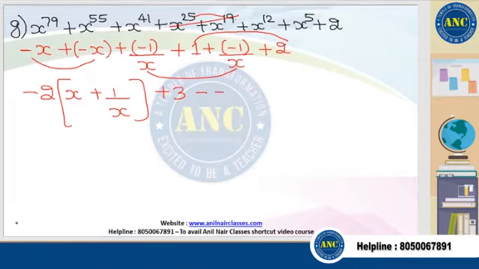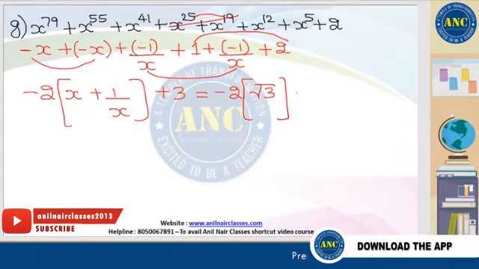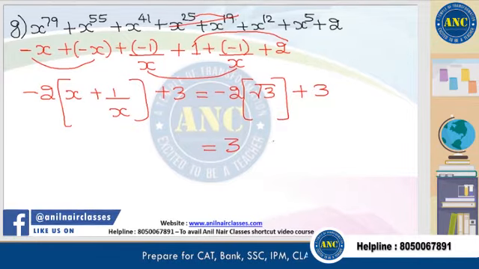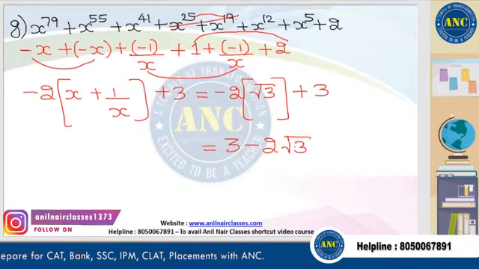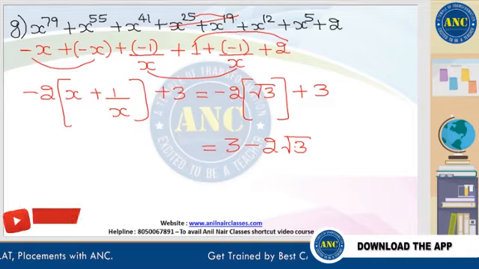That means in the if condition, they have only given in the question that x plus 1 by x value is nothing but root 3. So it is minus 2 root 3 plus 3 should be the answer, or it is 3 minus 2 root 3. I hope the idea for these questions is very, very clear, and this is exactly the way you need to solve this kind of questions.